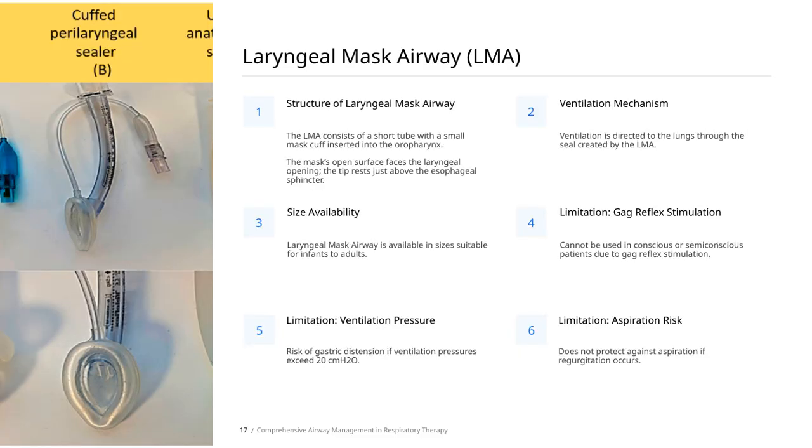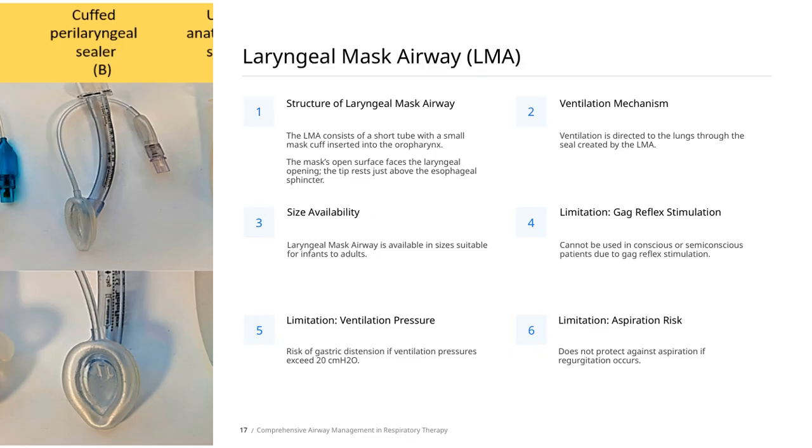Now, let's discuss some important limitations of the laryngeal mask airway, or LMA. First, it does not protect against aspiration if regurgitation occurs, so we need to be cautious in patients at risk of stomach contents coming back up. Another key point is that it can't be used in conscious or semi-conscious patients because it can stimulate the gag reflex, which could cause additional complications.